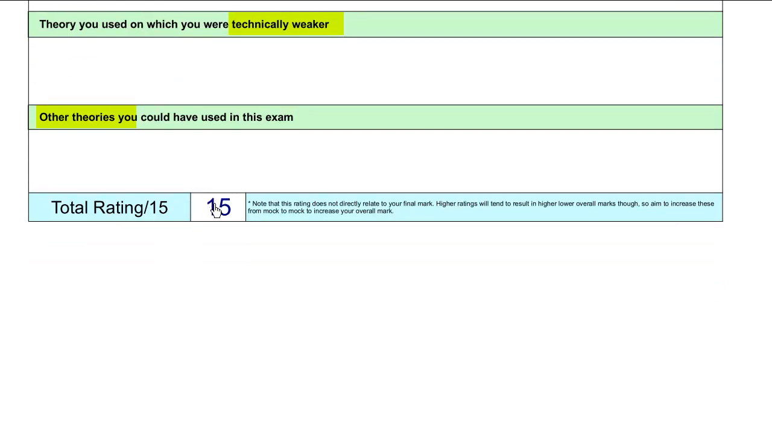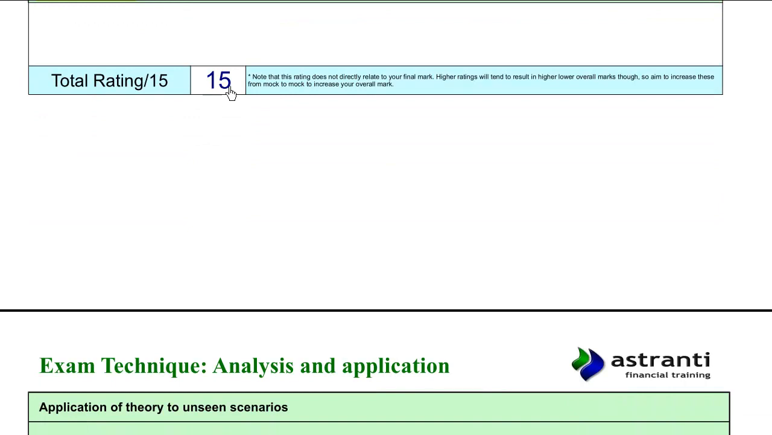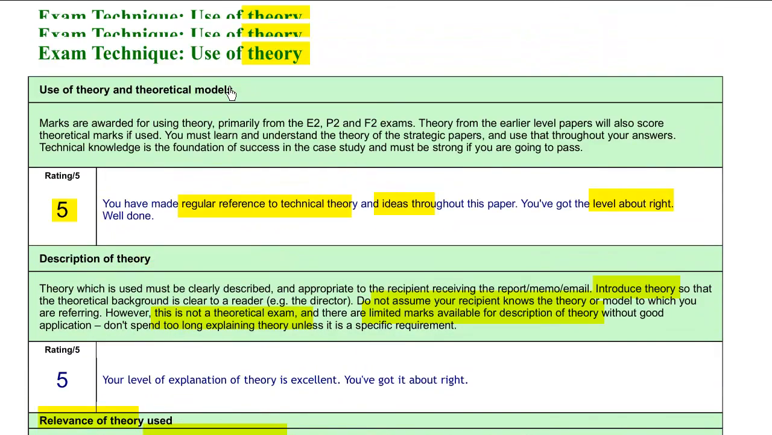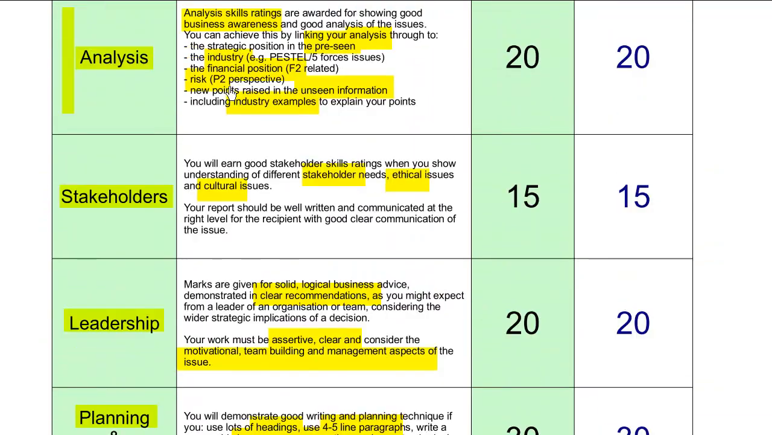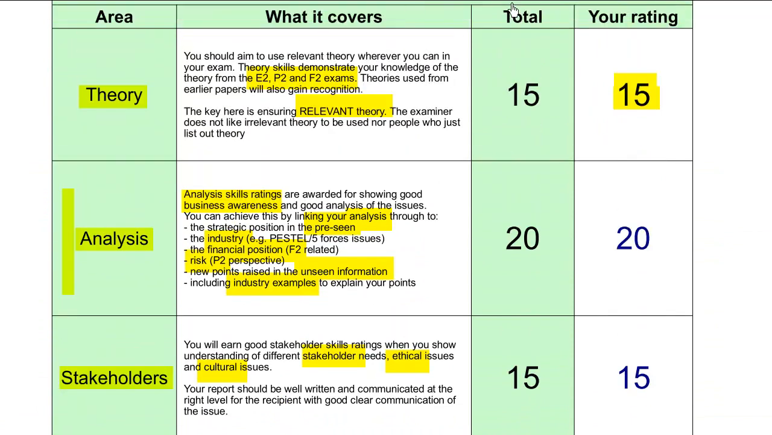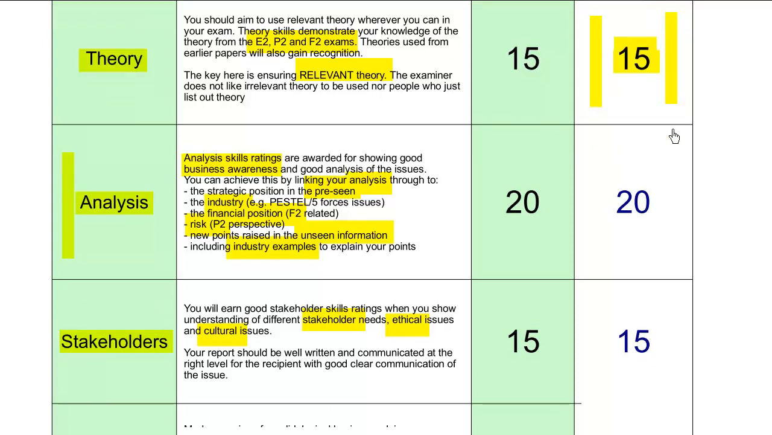At the bottom is your total rating. You can see that total rating of 15 would relate back, if we just skim back up, to the rating of 15 up here at the top that we've already highlighted just here. So you can see that the later sheets link back to this total summary sheet.